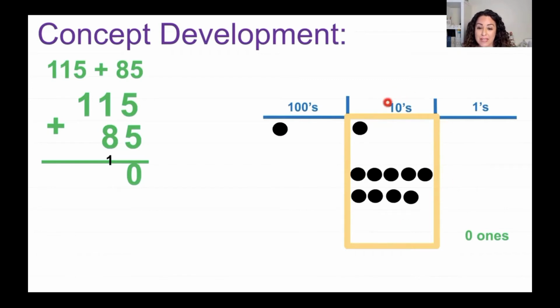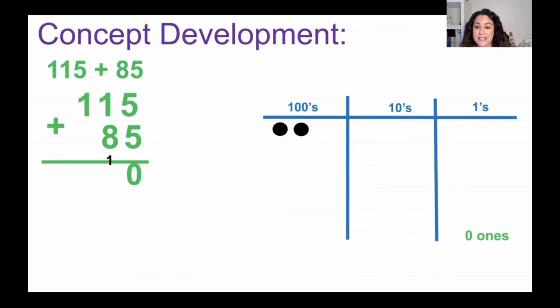Let's see how many I have. I have 1, 2, 3, 4, 5, 6, 7, 8, 9, and 10. I have 10 tens. So what am I going to do with 10 tens? Remember, we have to ask ourselves, is it time to bundle? And the answer is yes, it is time to bundle. We're going to bundle up our littles and make a big, and that big is 100. So let's go ahead and send it over.